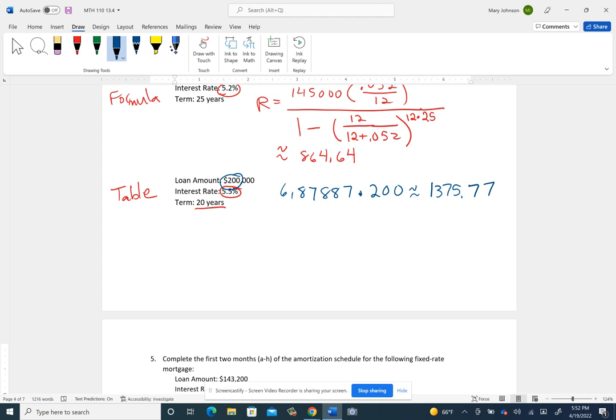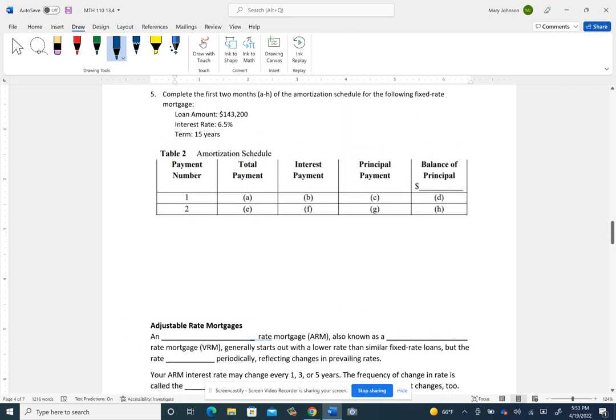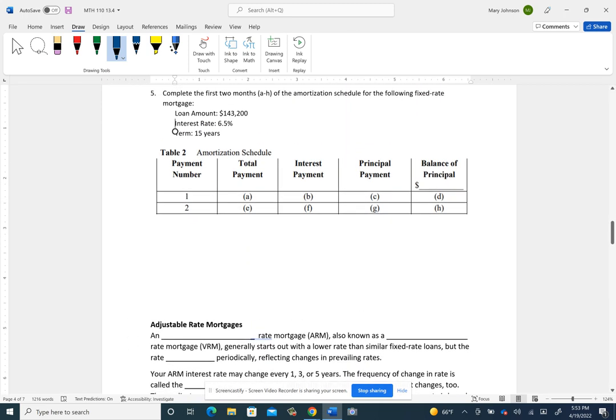Okay? And then we're going to do here one more amortization schedule. Okay. So let's go ahead and take a look at number 5. Now this one I'm doing for a couple of reasons. I wanted you to see how to handle $143,200. What do you do about that extra little 200? So first off, 6.5 and 15, that's in the table.